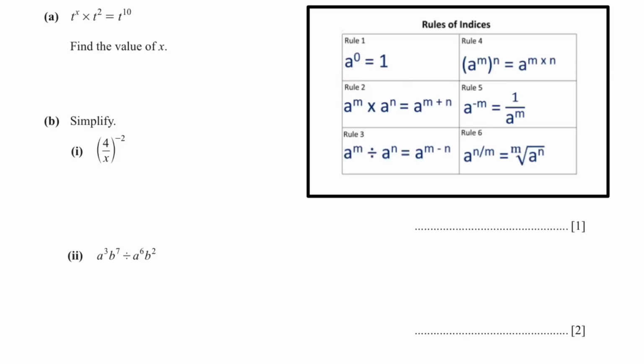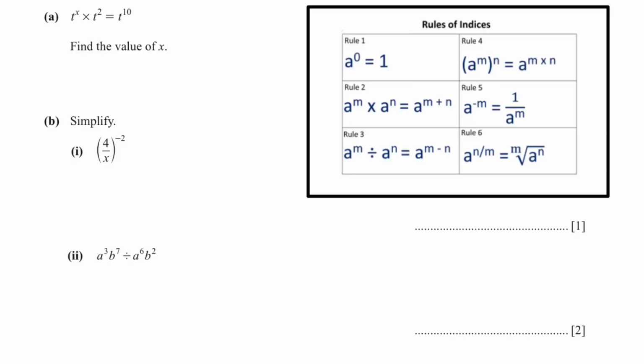Anything to the power of 0 is equal to 1. When you are multiplying two indices and the base is the same, you add the powers. If it's a divide, you subtract the powers. And if it is a bracket, you multiply the powers. A to the power of negative m is equal to 1 over a to the m. Or if you want to convert it to the form of a numerator, when you bring it up, the power becomes negative. For a to the power of n over m, whatever is in the denominator goes outside as the root, and whatever is in the numerator will be the power of a inside the radical sign.